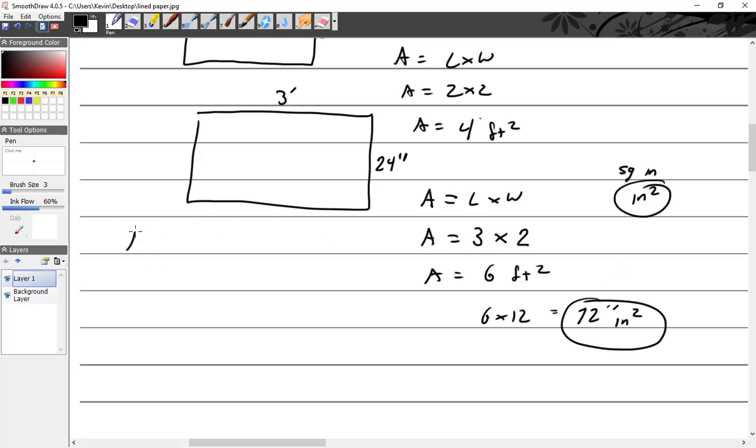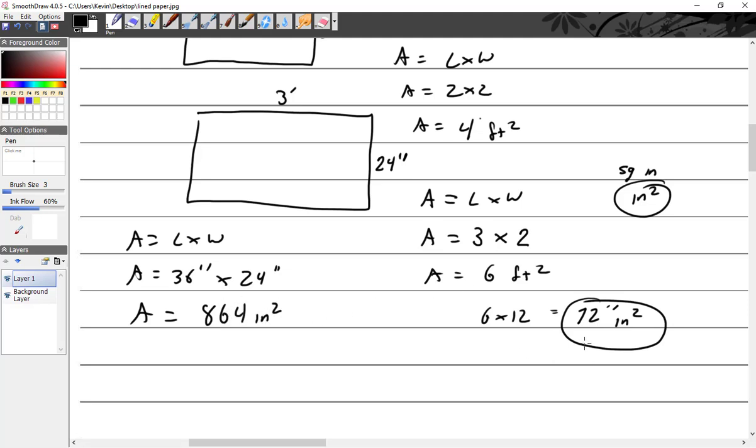Let's try it another way. Area equals length times width. Area equals 36 inches times 24 inches. So area equals, anyone want to do that real quick? 864 inches squared.